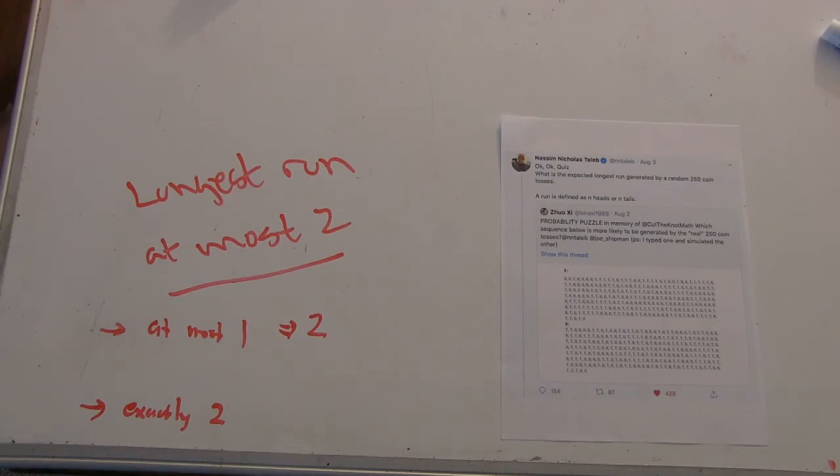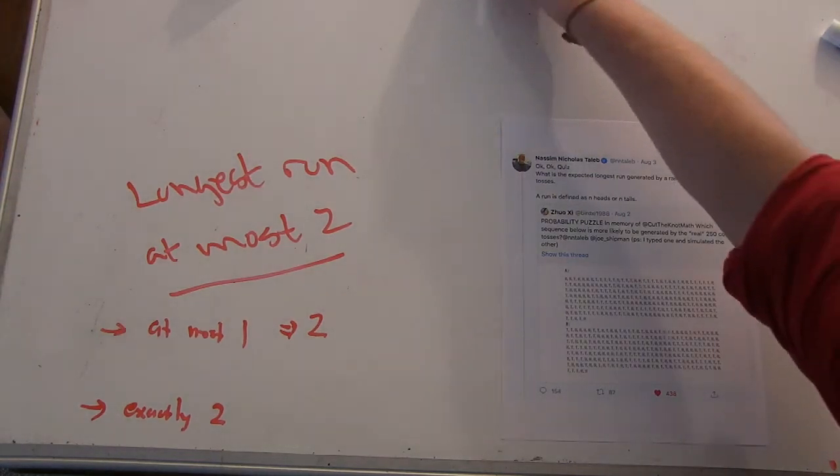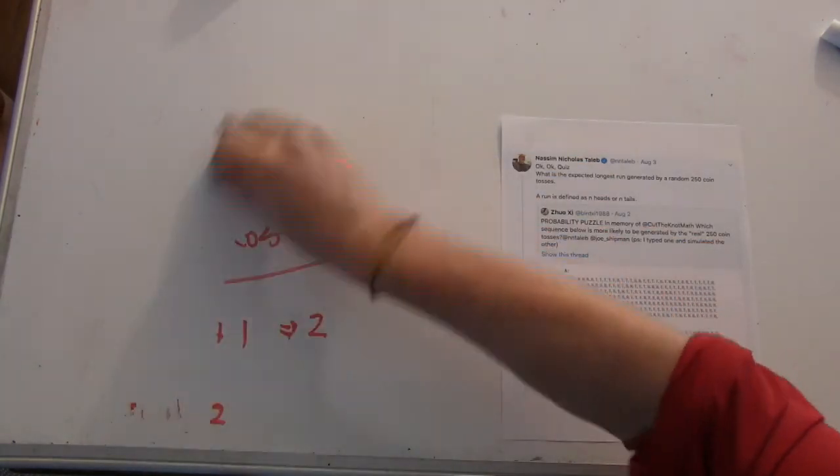Well, maybe just look at a smaller sequence, like maybe only do 5 flips, or 3 or 2 flips maybe. And then look at how many have the longest run at most 2. Maybe there's a pattern as you lengthen the sequence. Okay. Looking at smaller numbers is actually a good idea. So where should we start?